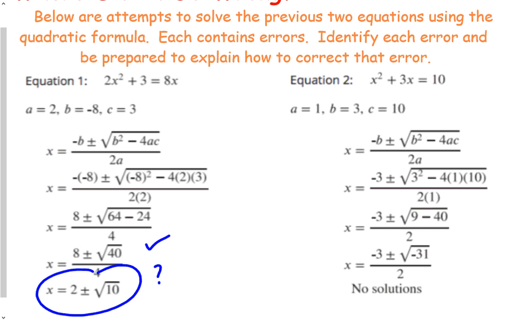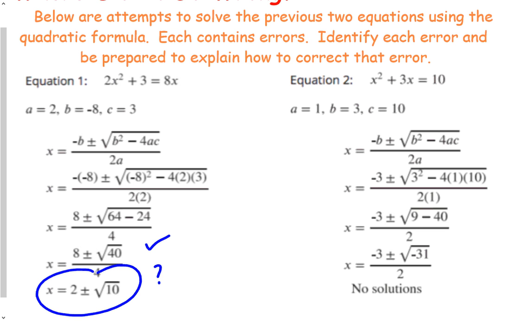What about this one over here? So a equals 1, b equals 3, c equals 10. Solving using the quadratic formula. So they did it differently than we did. We did it with factoring. Here you can see how it's done with the quadratic formula. Oh, but they get no solutions. Oh, okay. And that's because they got a negative number under the radical.